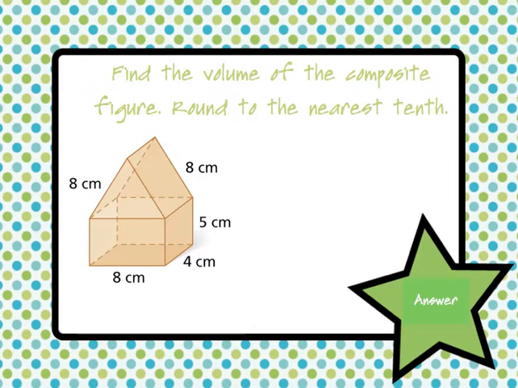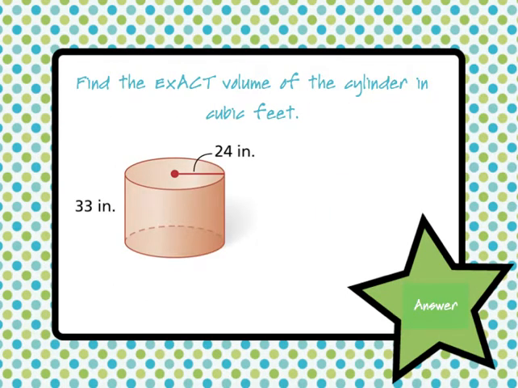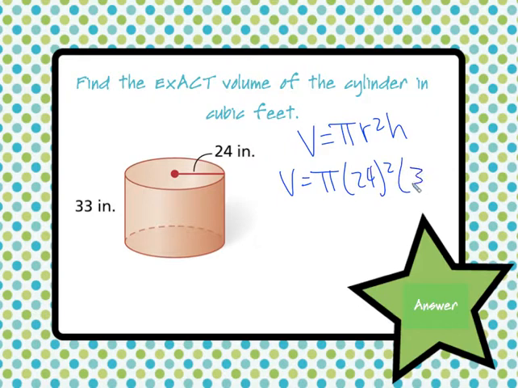Now, let me see what we have left. Okay, to find the exact volume of the cylinder, you'd leave it in terms of pi. I'd like you to pause this and try this one, but I'm going to go ahead and solve it. So volume equals pi r squared h, if you plug pi r squared in for the capital B. So pi 24 squared times 33.